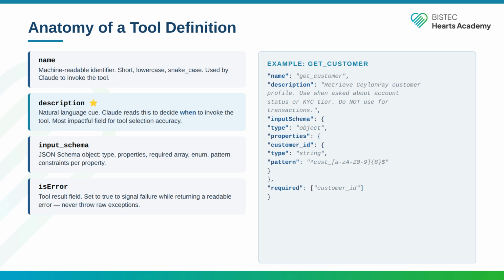The input schema is a JSON schema object. Every parameter needs a type and a description. Use the pattern keyword for IDs to fail fast before hitting the database. Use enum for categorical values to prevent Claude from hallucinating unsupported input values.